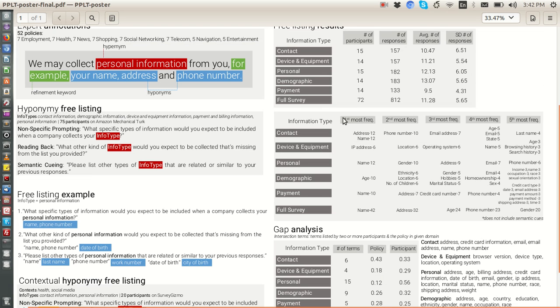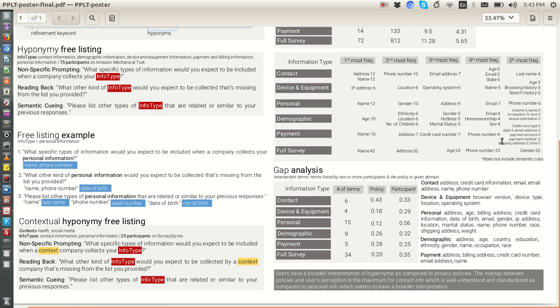So the most frequent response was address, which appeared 12 times for contact information, and the name, which also appeared 12 times for contact information. And also we have a second most frequent, a third most frequent, fourth most frequent, and fifth most frequent.